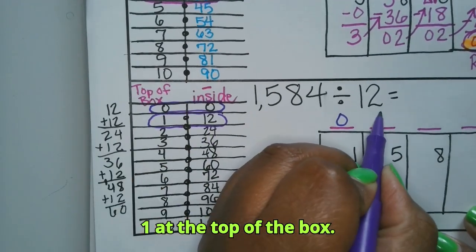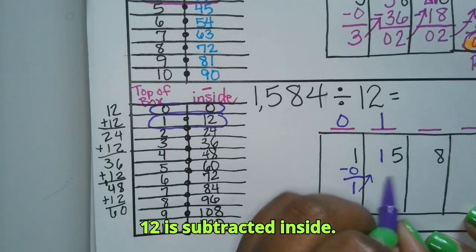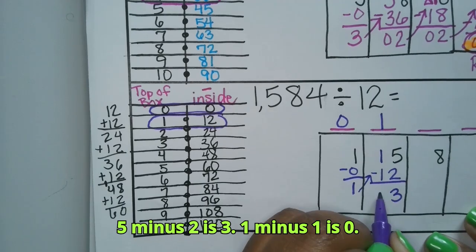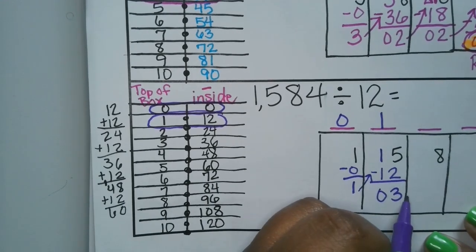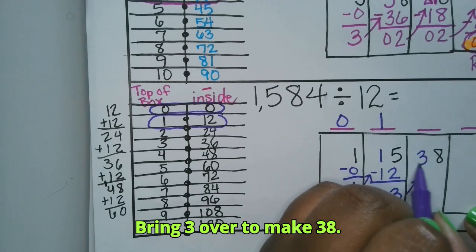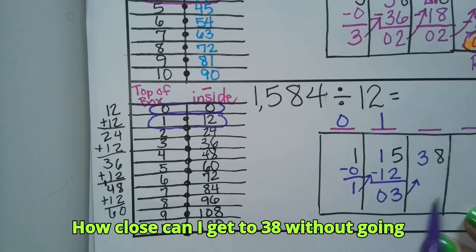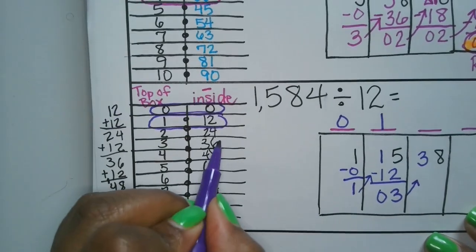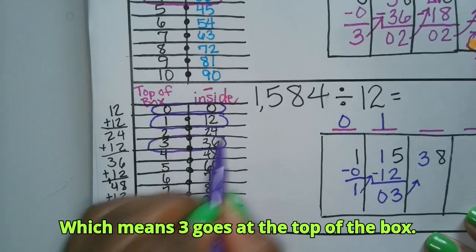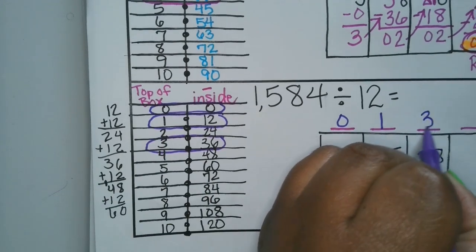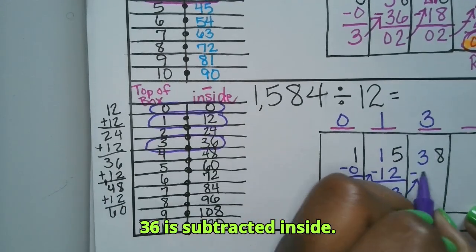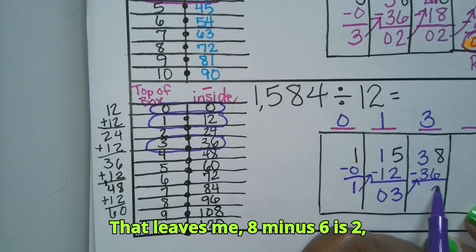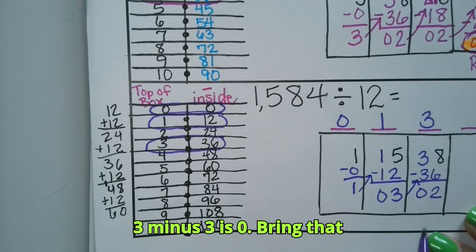1 at the top of the box. 12 is subtracted inside. 5 minus 2 is 3. 1 minus 1 is 0. Bring 3 over to make 38. How close can I get to 38 without going past? That would be 36. Which means 3 goes at the top of the box. 36 is subtracted inside. That leaves me 8 minus 6 is 2. 3 minus 3 is 0.